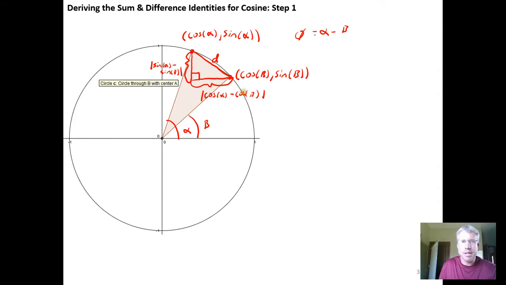So that tells us that we can use the Pythagorean theorem, which says that the hypotenuse squared, or d squared, is just equal to the sum of the squares of the legs of the right triangle. So it's going to be cosine alpha minus cosine beta, the difference between the x coordinates.